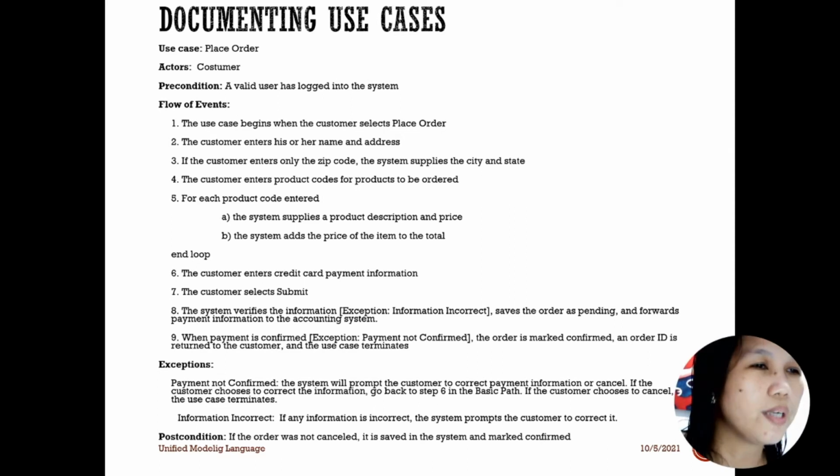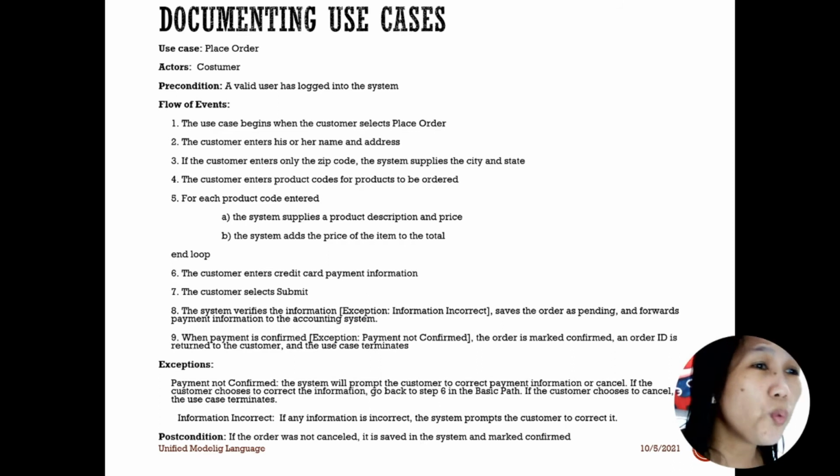For each product code entered, the system supplies a product description and price. Then the system adds the price of the item to the total, and then end loop. The customer enters the credit card payment information and then selects submit. The system verifies the information, exception. Save the order as pending and forward the payment information to the accounting system.